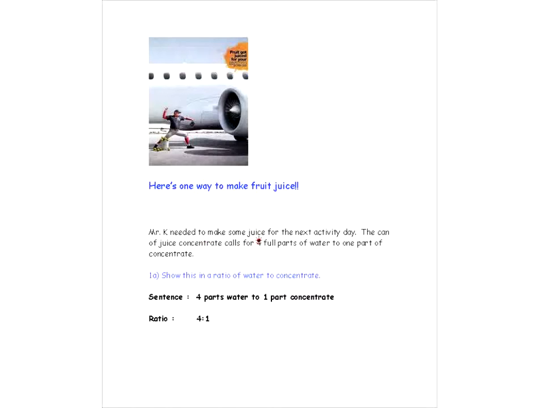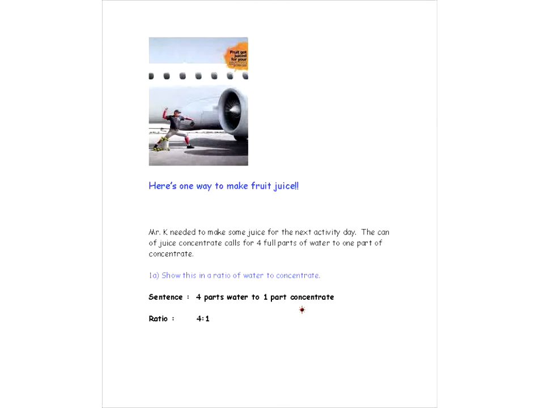So the question here says, Mr. K needed to make some juice for the next activity day. The can of juice concentrate calls for 4 full parts of water to 1 part of concentrate. So that's the juice. The question says, show this in a ratio of water to concentrate. So the first thing we always want to do is pull out the information and write it in a sentence. So the sentence we would write is 4 parts water to 1 part concentrate.